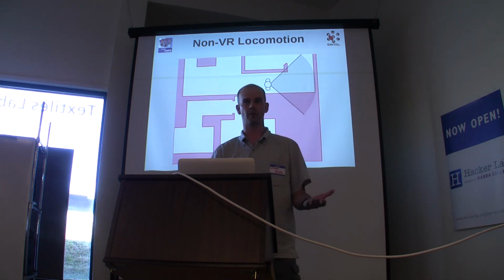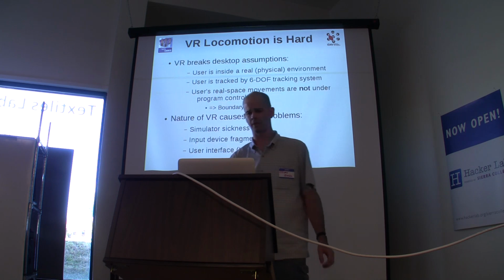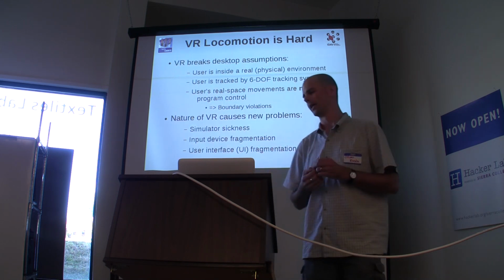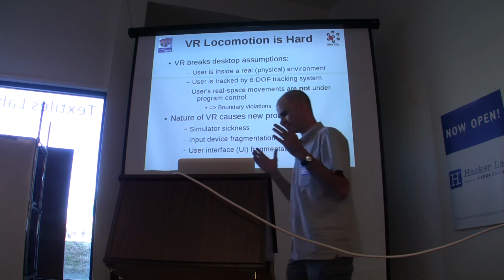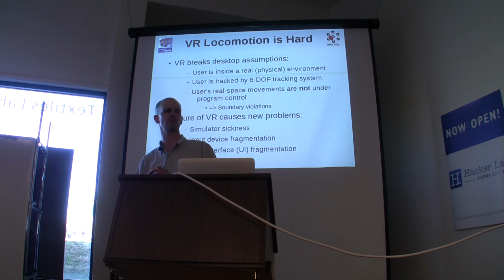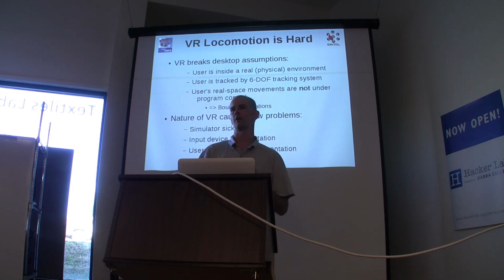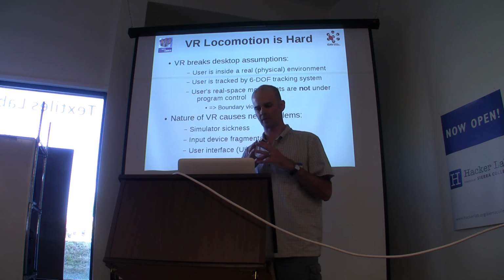Okay, but we are of course not here to talk about desktop stuff. We're here to talk about VR. And it turns out in VR, locomotion is hard. Everything is hard in VR, but locomotion is hard as well. So why is that? There's two reasons. One of them is VR breaks a couple of assumptions of desktop locomotion. And also VR introduces new problems that simply didn't exist on the desktop. What assumptions does it break?